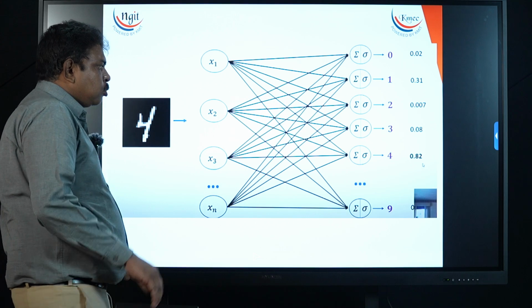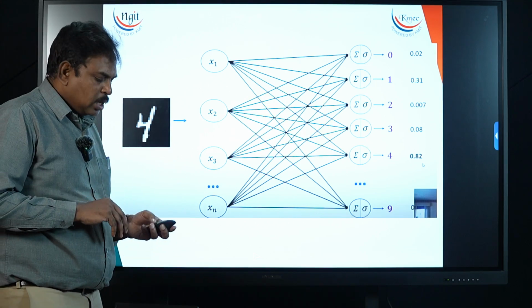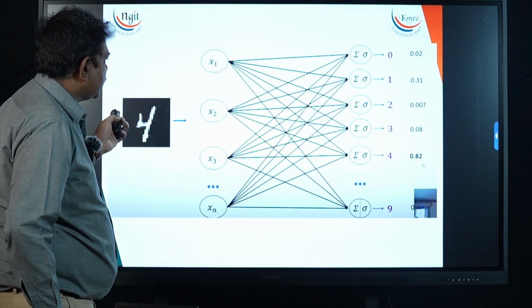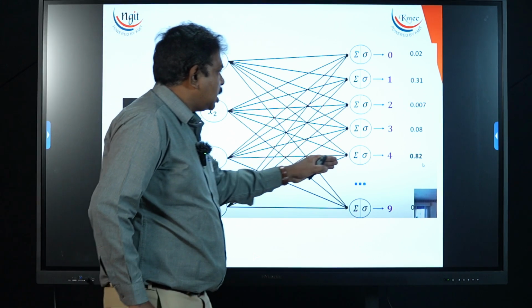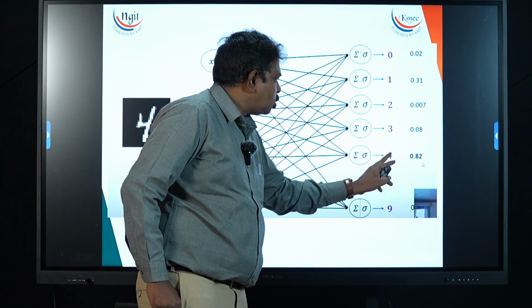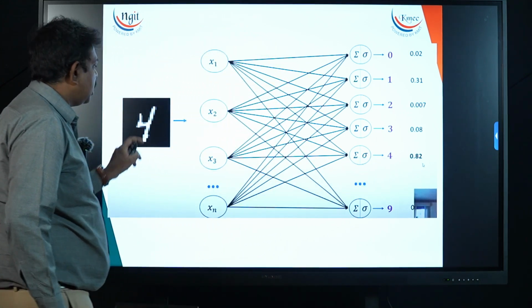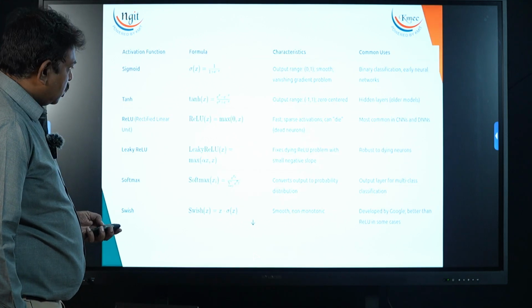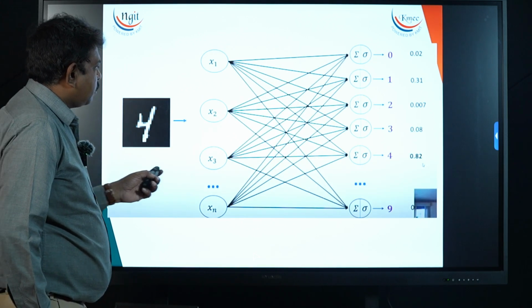That means it is smoothing the decision process. That is the advantage of introducing activation functions. It is smoothing the entire decision process. When it is 0.82, it means it's a 4, that the 4 really matches the image. So this is one application of a sigmoid function.